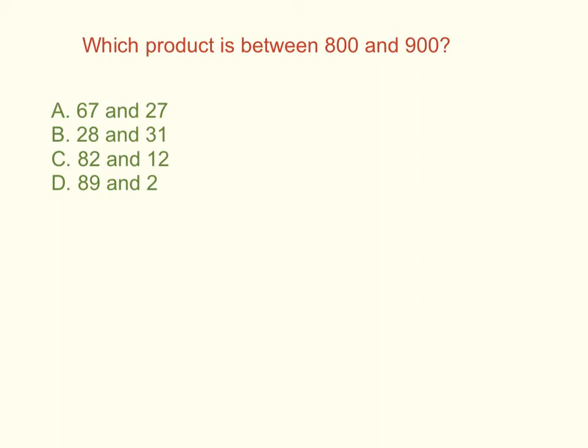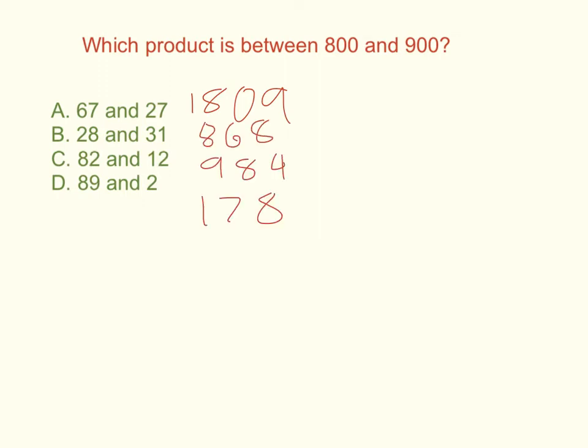So the first step I would do is to solve A, which will give me 1,809. You could do that, you could have done a lattice or traditional, either way. Then I would solve B, and C, and D. I'll just solve all of those at one point. Now I've solved all problems, and I need to see which product is between 800 and 900.